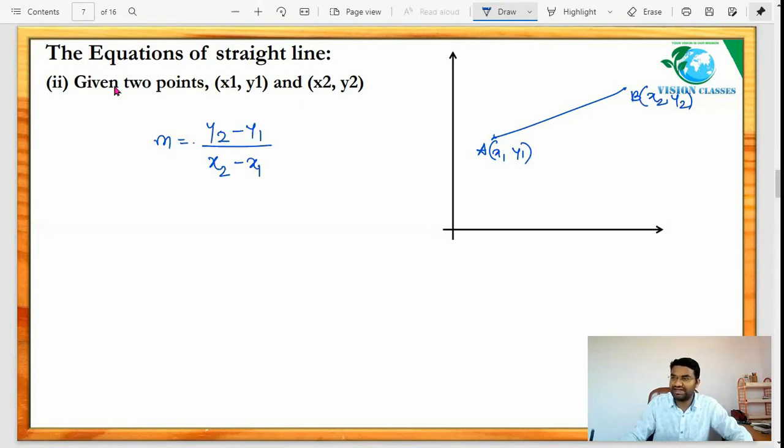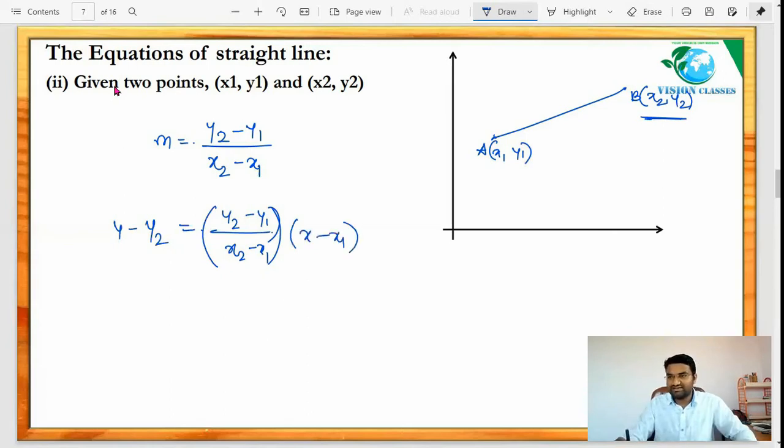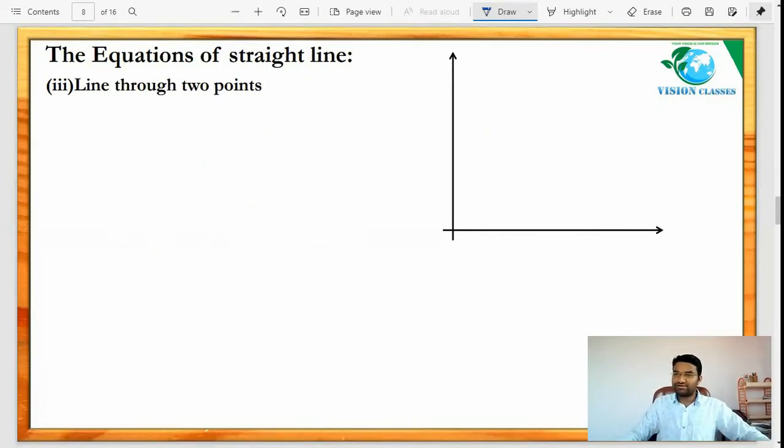Now you can take any point, let's say point B or point A, any point. Y minus y2 is equal to, here comes m, y2 minus y1 over x2 minus x1, times x minus x1. This is the equation of a straight line having 2 points (x1, y1) and (x2, y2) as the two extreme points, the equation of a straight line passing through any 2 points.